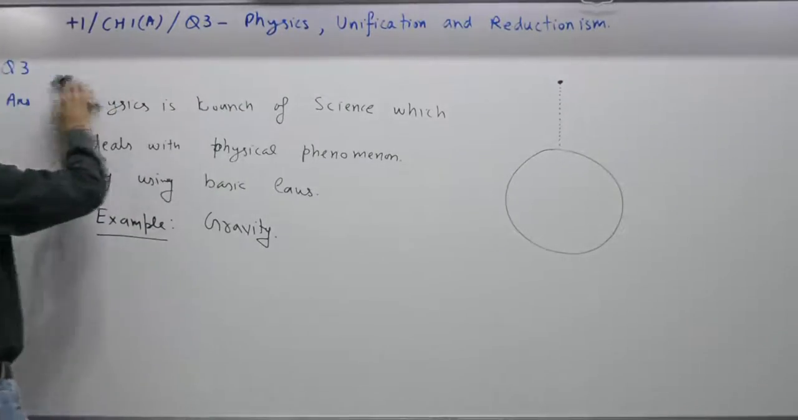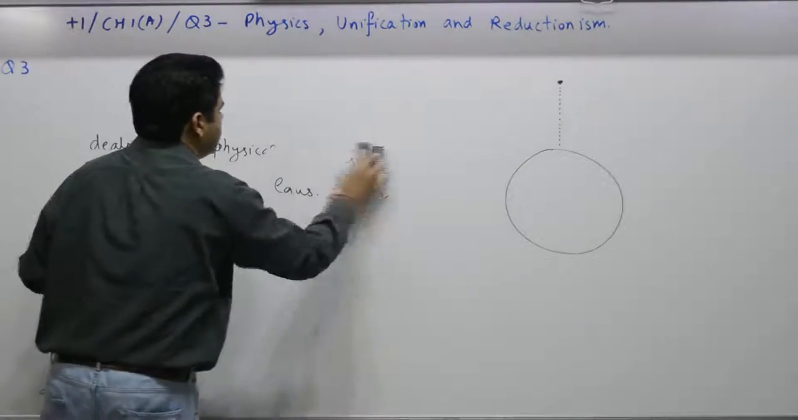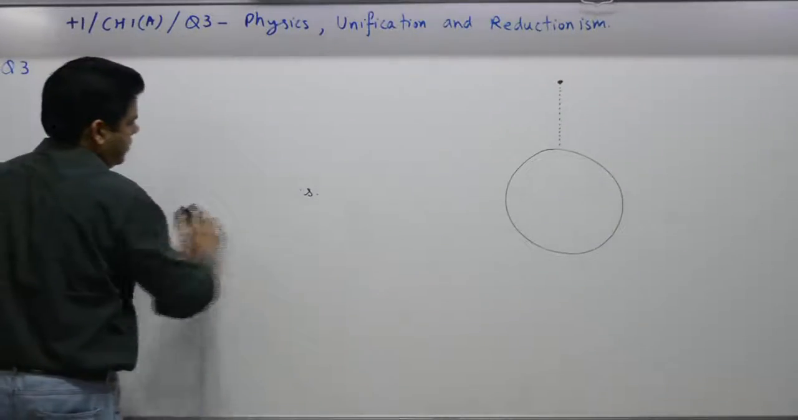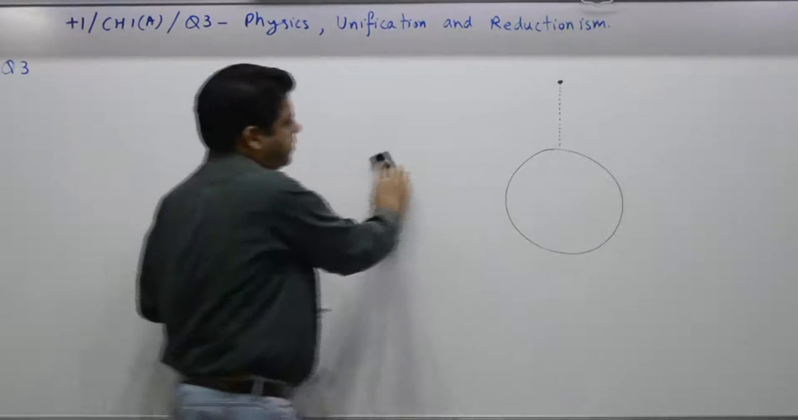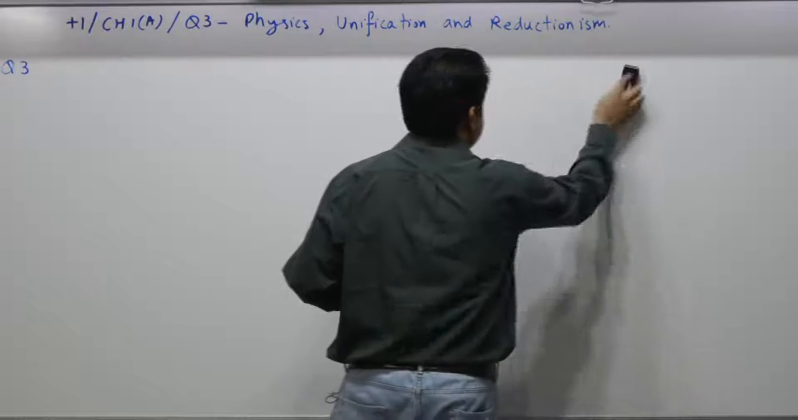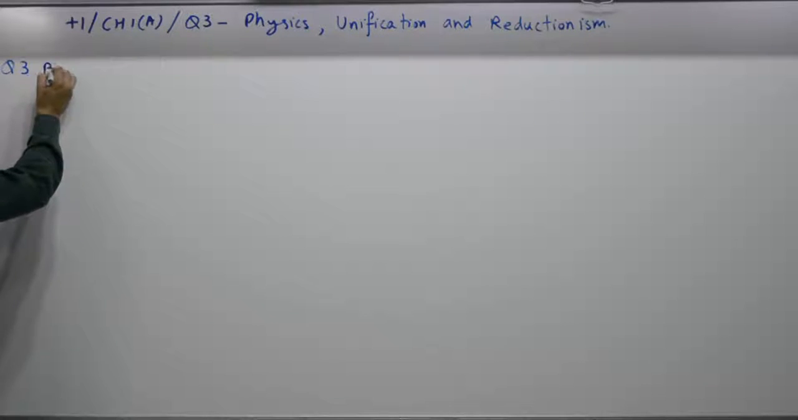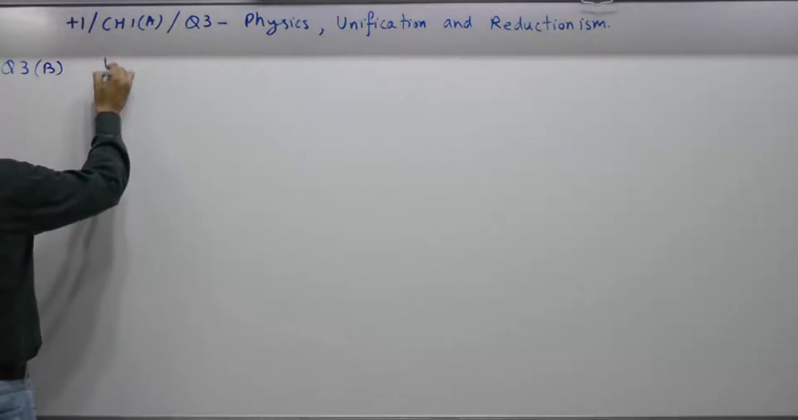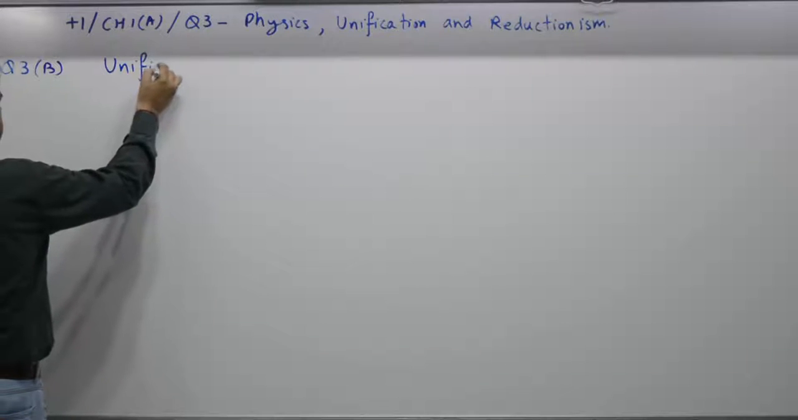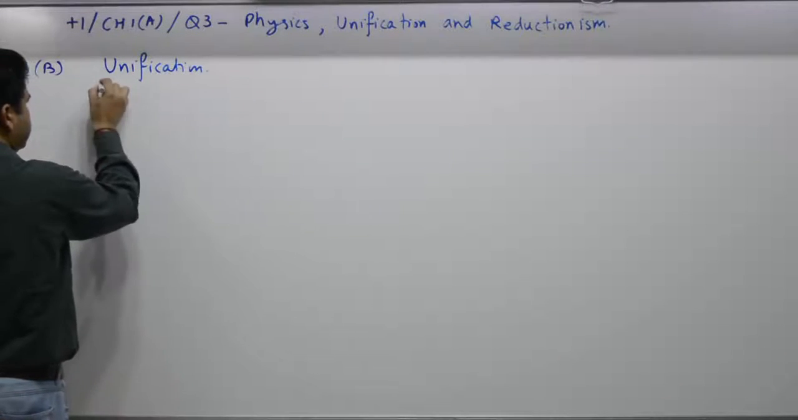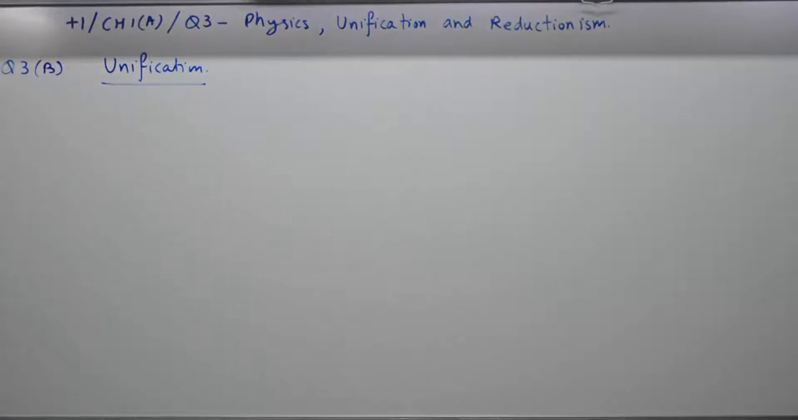B part. Three B, theory or process of unification. It is a process in which diverse phenomena are explained in terms of few laws.